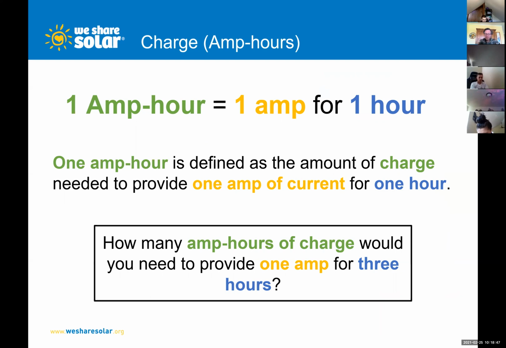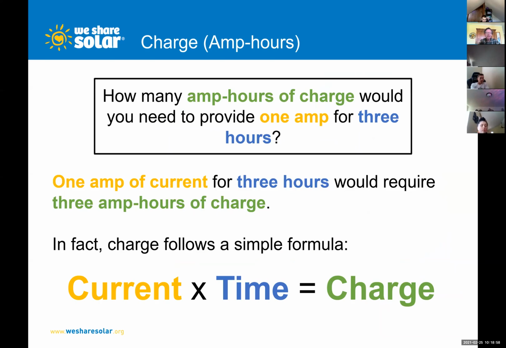So they ask us a simple question. How many amp hours of charge would you need to provide 1 amp for 3 hours? 1 times 3. 3. Yeah, exactly. It's 3. So it's just a very simple formula. Amps times time equals charge. But we're doing it in amps and hours, not minutes.